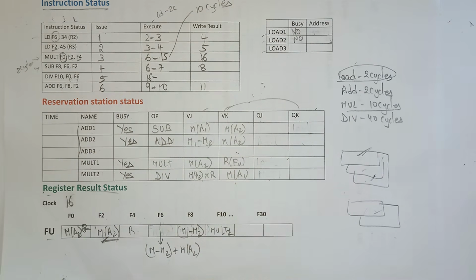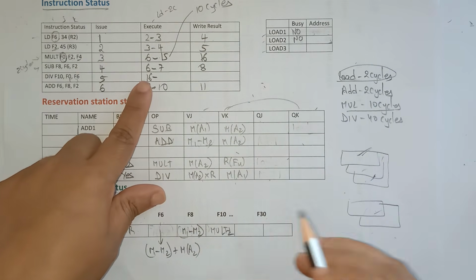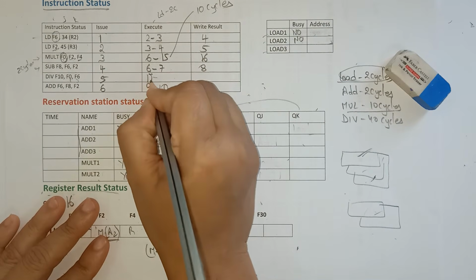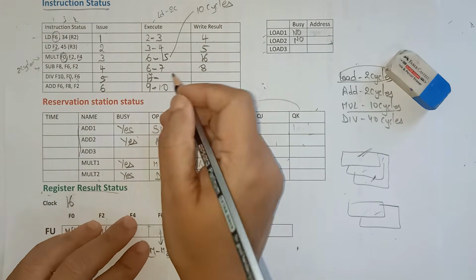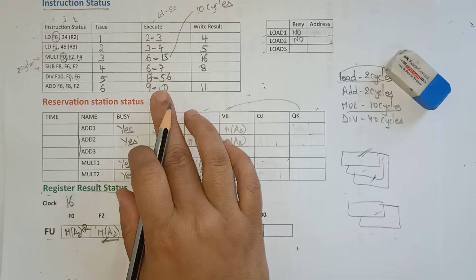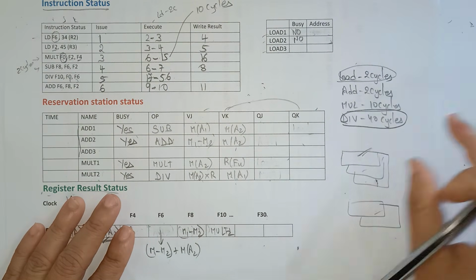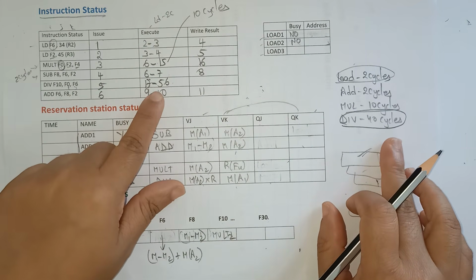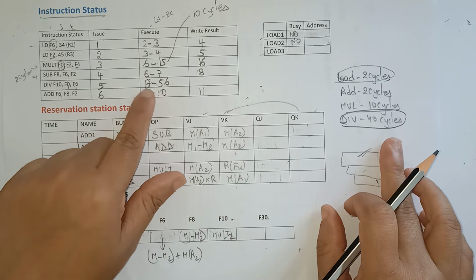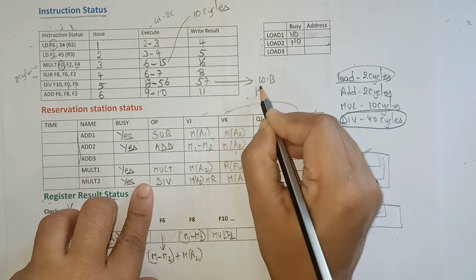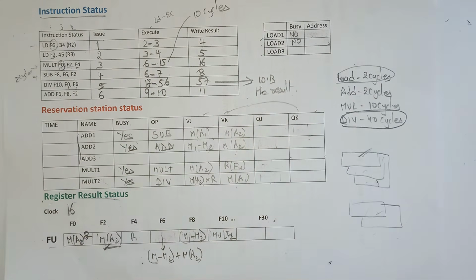At the 16th clock cycle the multiplier writes its result, and at the 17th clock cycle, division starts its execution and takes until 56 to complete, because division is 40 cycles. From 17 to 56, it takes almost 40 cycles to complete its execution. Okay. So, at the 57th clock cycle, division writes back the result.